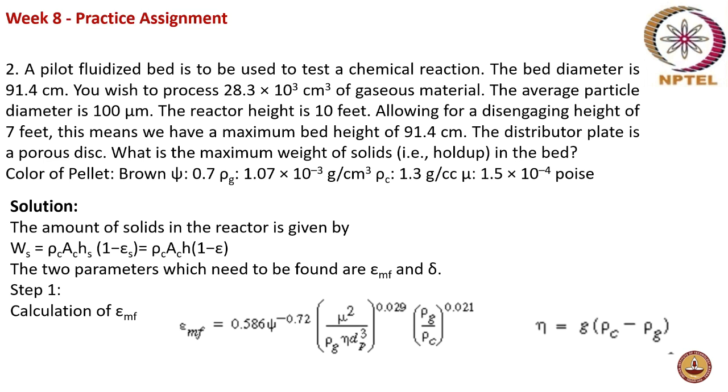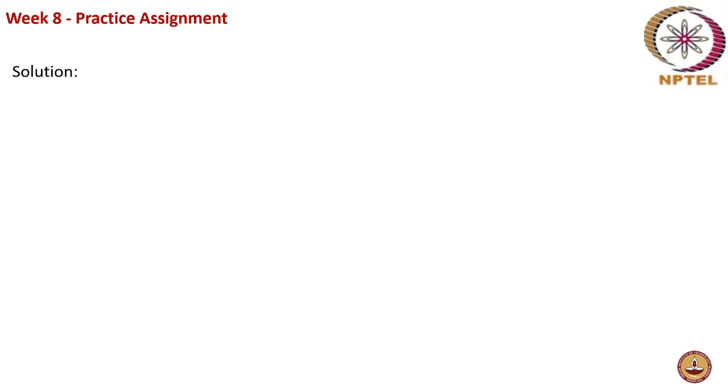Eta is a gravitational parameter, and it is given by eta is equal to acceleration due to gravity multiplied by the density of the solid catalyst particles minus the density of gas. We have those parameters as well, so now we just have to substitute the values. Eta is equal to 981 into 1.3 minus 1.07 into 10 power minus 3.